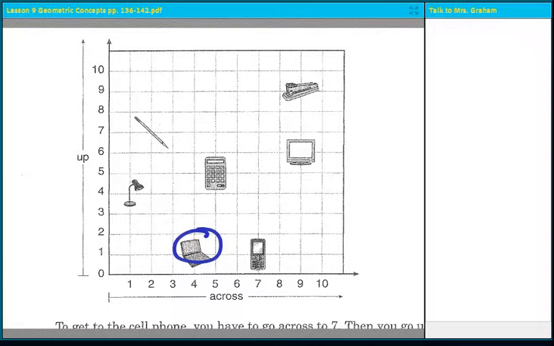Okay, so let's take a look at it. Our computer is right here, and to find it we are going to start here at 0, and we're going to work our way this direction, everybody. You always start at the bottom. We always start horizontally.